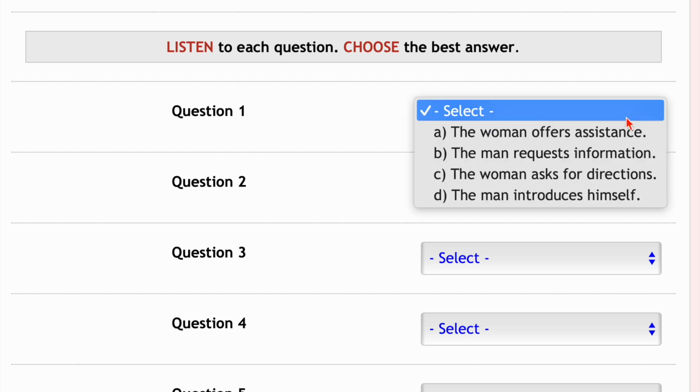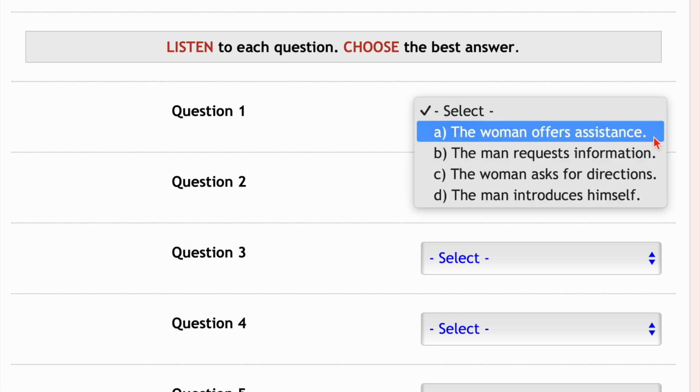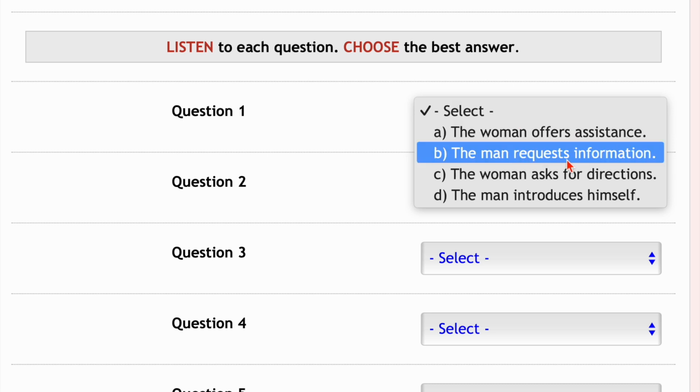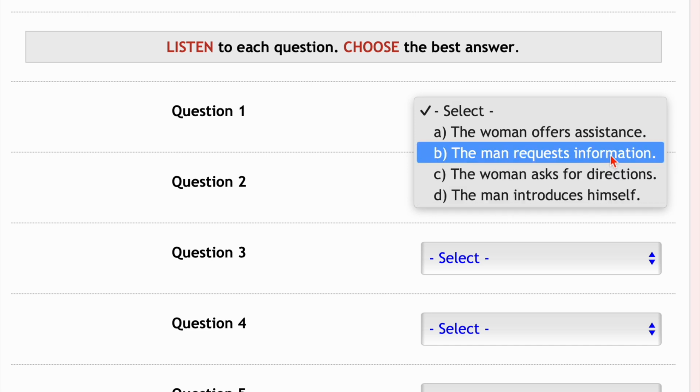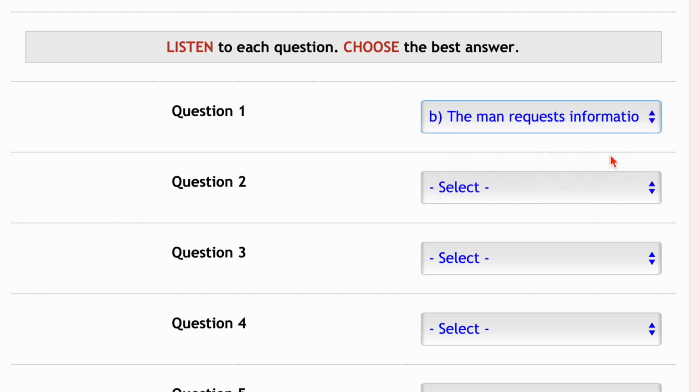So then it looks like not offers assist, since the woman is not offering. The man requests information. He's asking for information, not giving directions, and not the man introducing himself. I think maybe the man is at a store and the woman works at the store, a garden store.